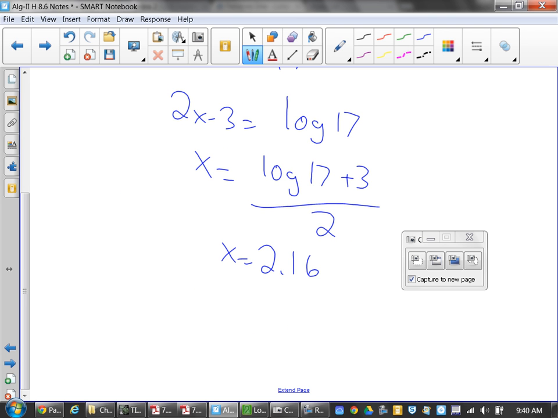Log 17. You messed up your numbers again. No, we didn't. What's wrong with it? I got 2.1. What is going on? Right, so it's 2.1.